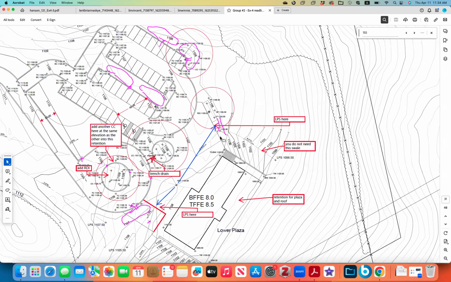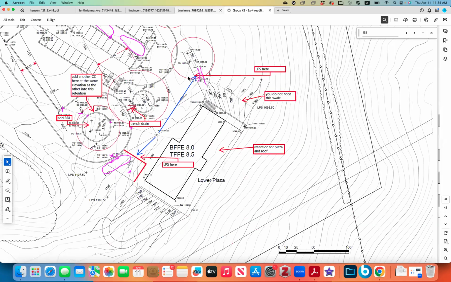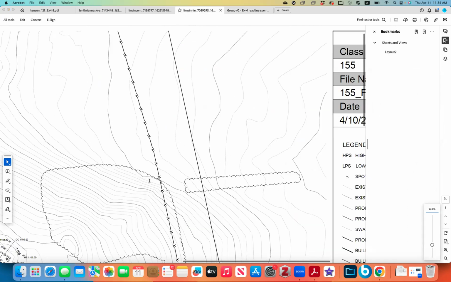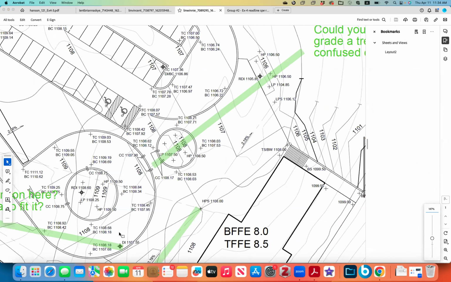I don't think this is saying trench drain here. It says you need a trench drain over here, which, okay. And that is only the one, right? Yes, yeah. Okay, sorry, I misunderstood your question. Yes, you definitely need a trench drain over here, just because you're cutting through your plaza area.